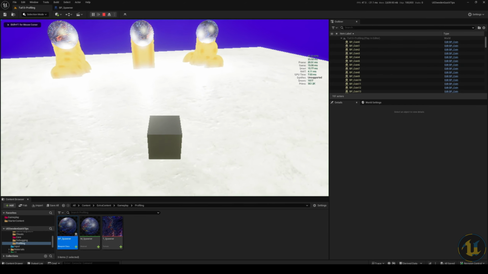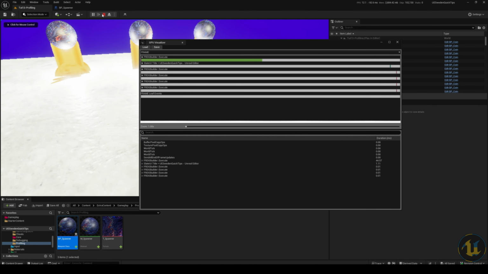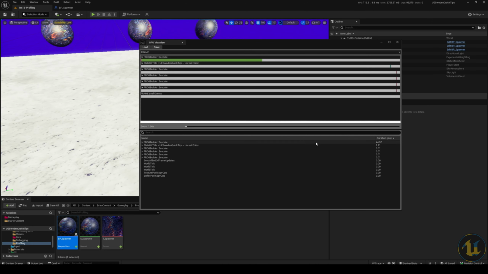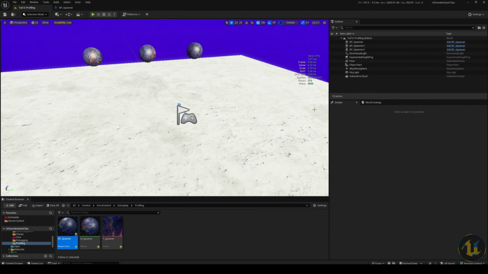Start with profile GPU, Control plus Shift plus comma. Sort by duration and expand to see what's taking most time. Generally speaking, we can look for two things: double digit milliseconds, of course, depending on the complexity of the task or event, and then secondly, checking instances of similar events. We see a lot of lights.